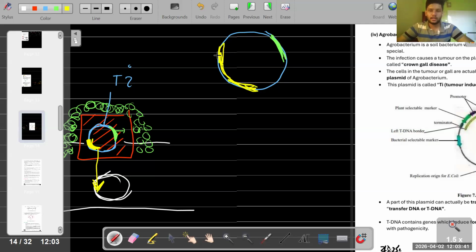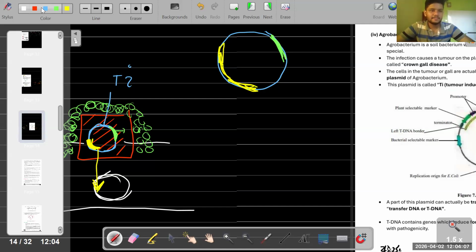This yellow color, what is this yellow color called? Segment of DNA. Yeah, but it has a special name. What is that? Transfer DNA. Clear? Now, okay. Transfer DNA.